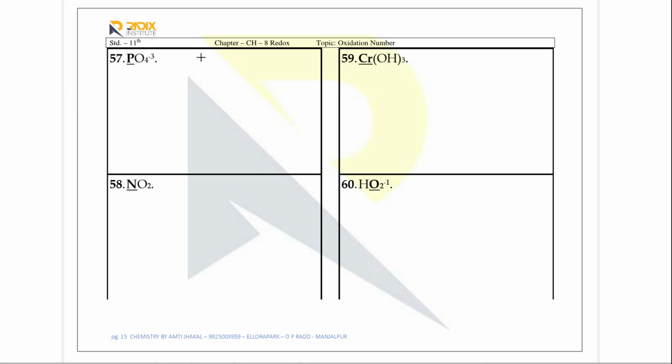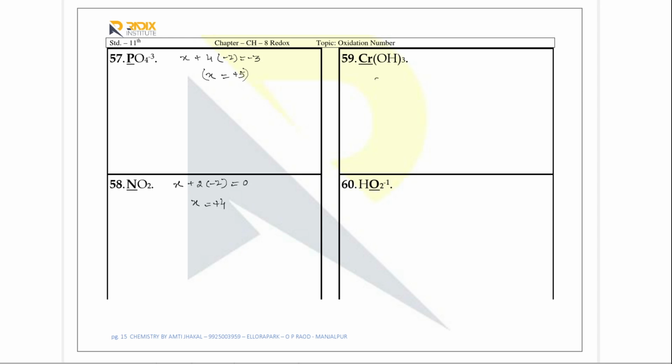Here the phosphate ion, phosphorus oxidation state X, 4 into -2 is equal to -3. So X is equal to +5. This is phosphate, oxidation state is considered to be +5. Nitrogen oxidation state X and 2 into -2 is equal to 0. So here nitrogen is in +4 oxidation state.